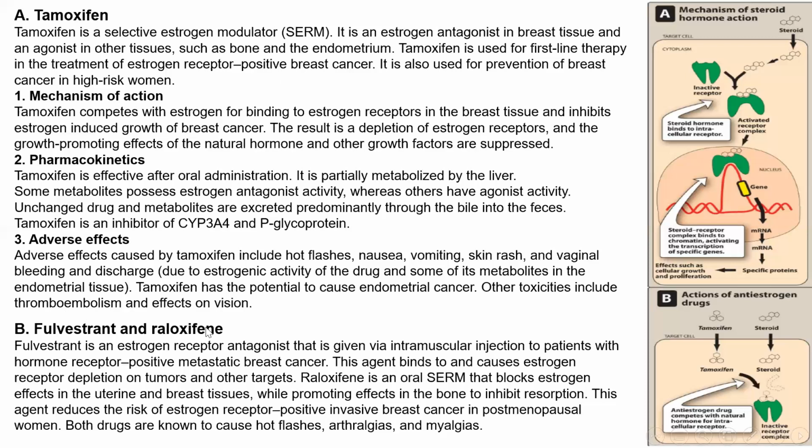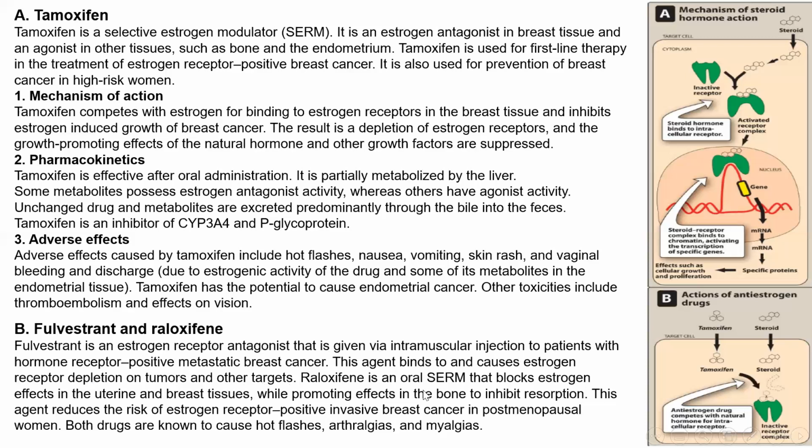Then we have two other agents, fulvestrant and raloxifene. Raloxifene, we also discussed in osteoporosis. It is also a selective estrogen receptor modulator. Fulvestrant is given by intramuscular injection for patients with hormone receptor positive metastatic breast cancer. This agent is not a SERM; it binds to estrogen receptors and blocks them.